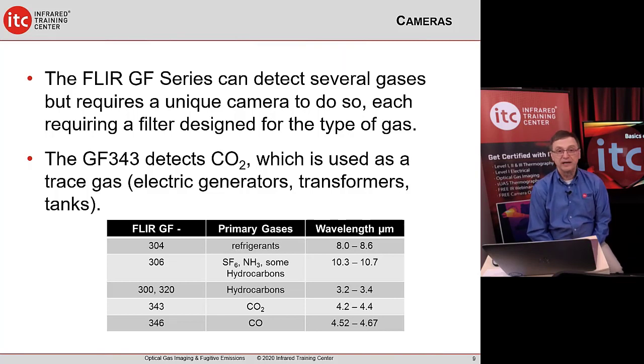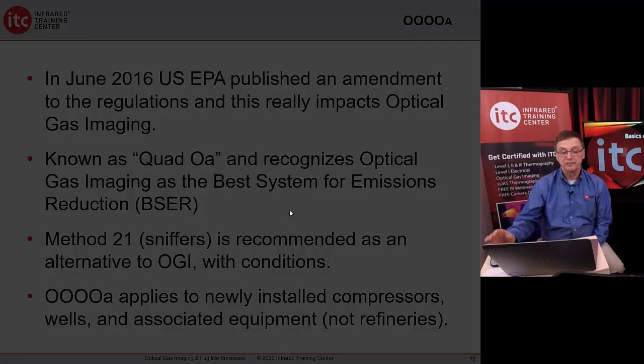Then we have our 300 and 320 series, and those are our hydrocarbons, and those are available for both fixed mount and handheld. The 343, which is a carbon dioxide camera, can be used as a trace gas for leak detection, and a carbon monoxide camera, the 346, which is good, particularly in the steel industry where they're using a lot of carbon monoxide.